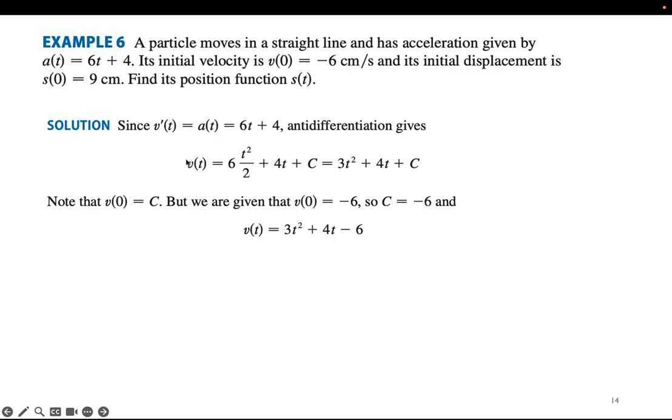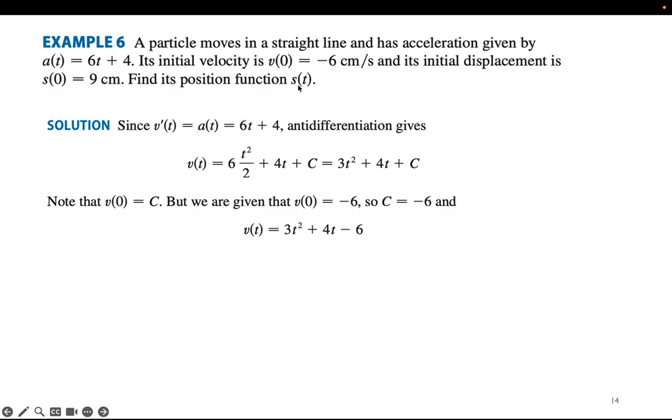Differentiating V gives me A, so anti-differentiating A gives me V. So I use the reverse power rule: take the power 1 here, add 1 divided by 2, and the antiderivative of 4 is just 4t, same rule. Then there's a plus c, and after simplifying, here's the general V of t, the general velocity function. If I want to find the c, I have to plug in the point V of 0 at negative 6. If I plug in 0 for t, I should get negative 6, and that gives me that c is negative 6. So this is my particular solution.